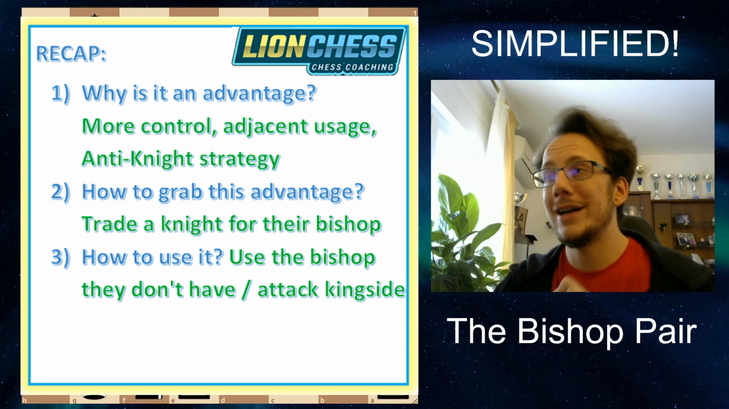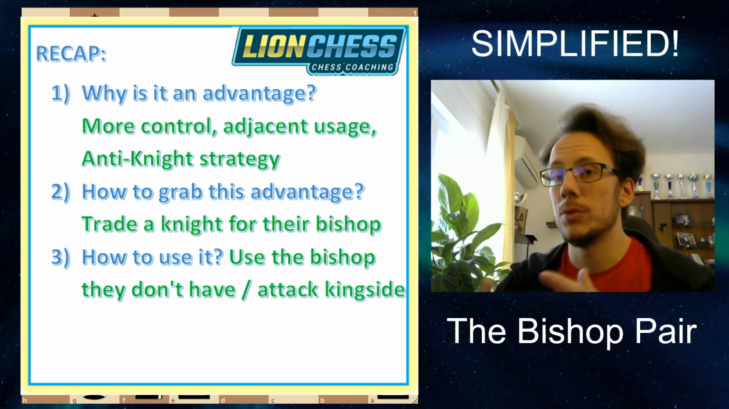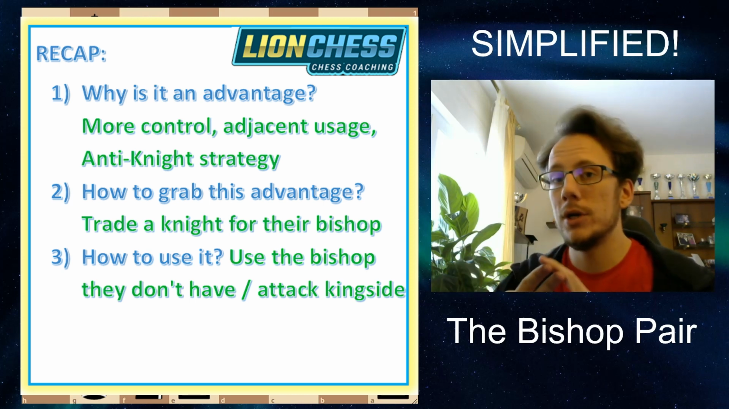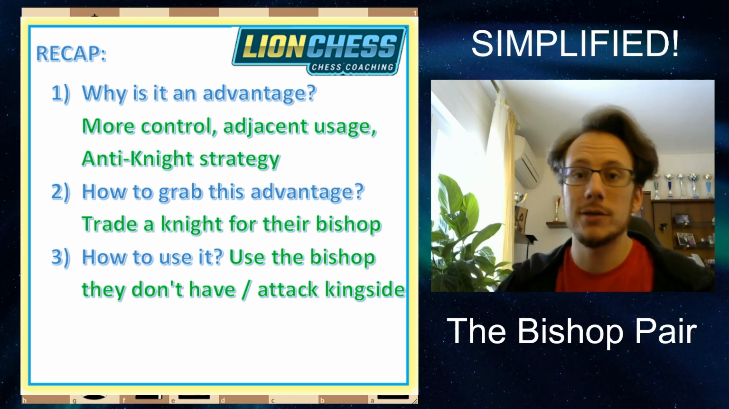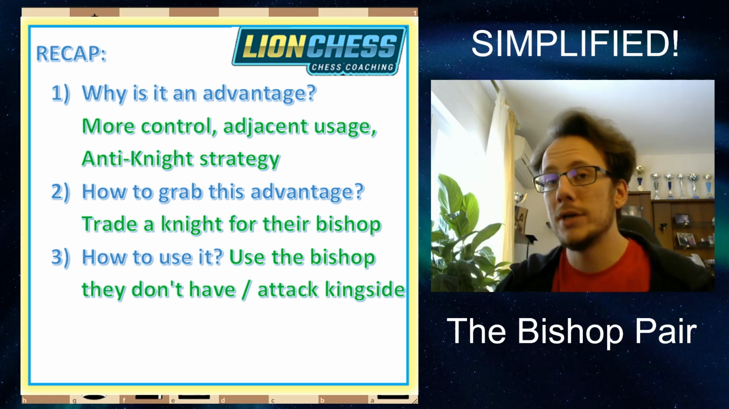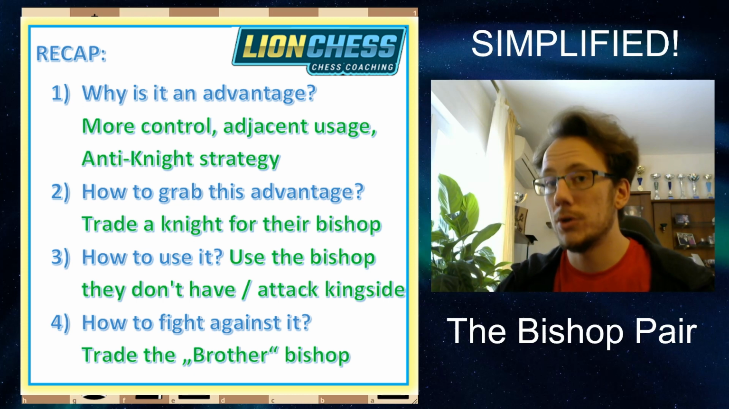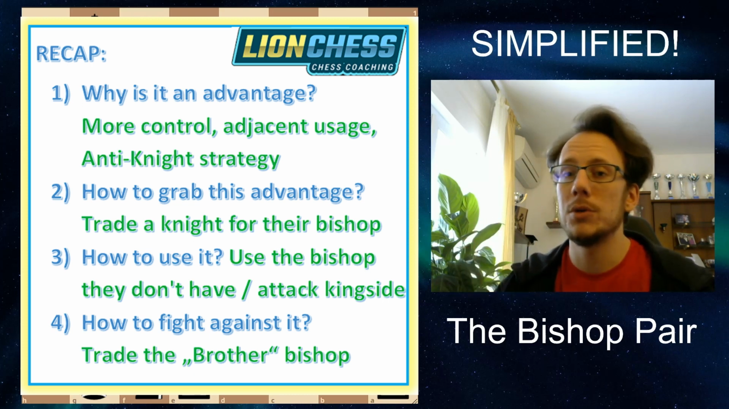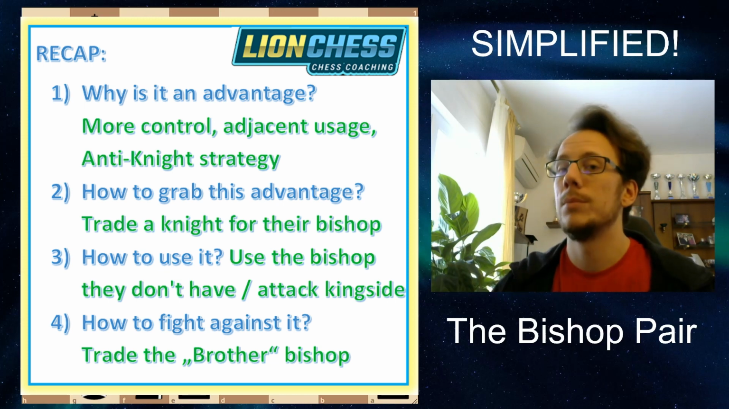Number 3, how to actively use the bishop pair when you have it. We said 2 ways. The first one is use the bishop that they don't have and play on that color square. And the second way, pair the bishops together for a kingside attack. And the last thing we covered is how to fight against the bishop pair. We said trade off the brother bishop, the same color bishop, at which point they have no more bishop pair.